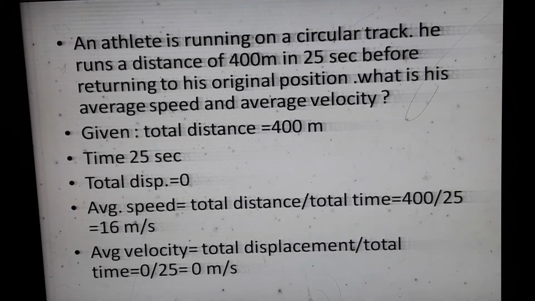So simply by putting in the formula, average speed is equal to total distance upon total time, 400 upon 25, that is nothing but 16 meters per second average speed. And in terms of average velocity, the displacement is 0 by 25, that is nothing but 0. So with the help of that example I differentiate that speed and velocity are different quantities mathematically.